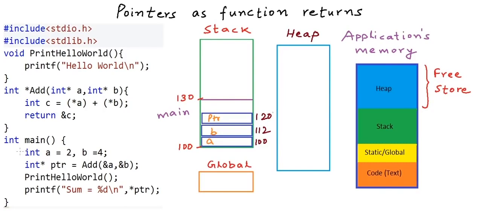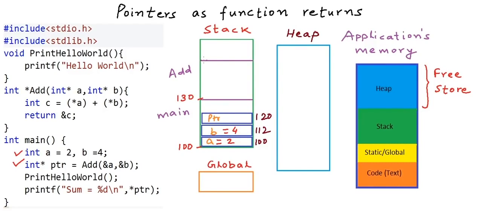Now when the main method comes to the line where it is calling the add function, its execution will pause, and now memory will be allocated for the execution of add. At any time, whatever function is at the top of the stack is executing. The main method will wait for the add function to complete and return. So here I should say a is equal to 2, b is equal to 4.